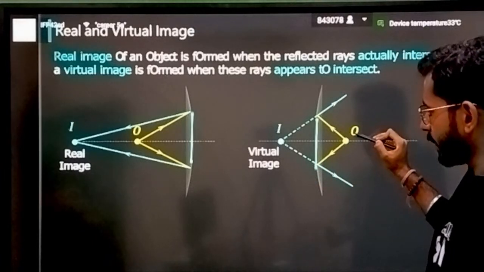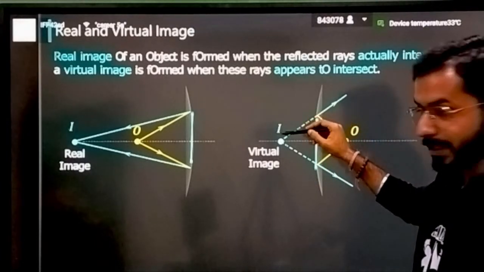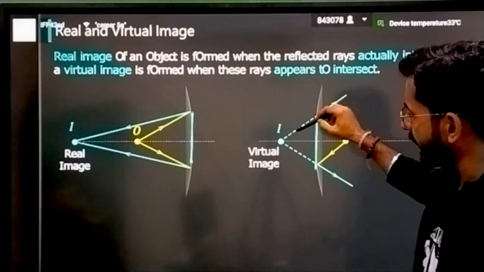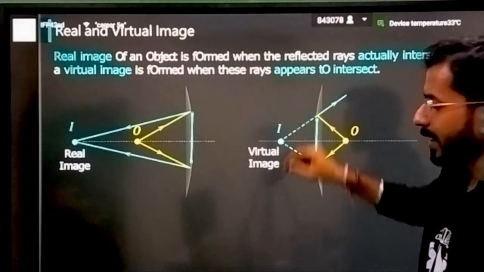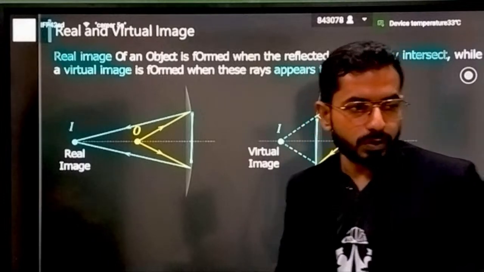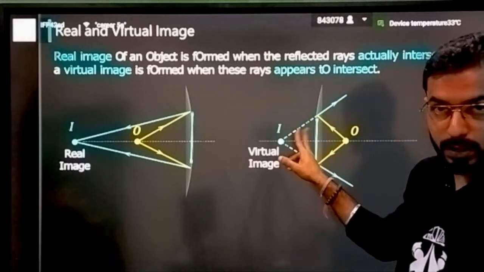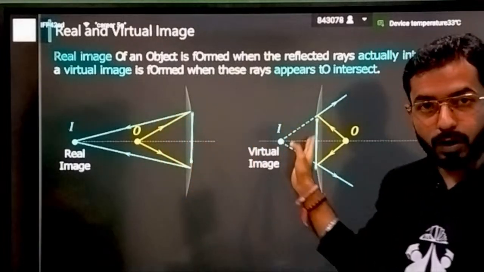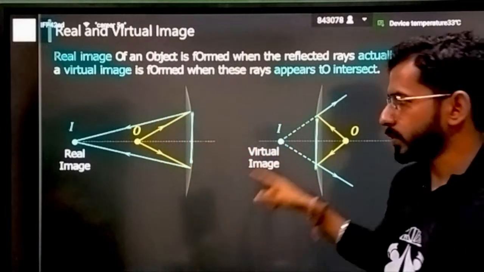Here it is a real object, but the image is forming on the other side. If the image is forming on the other side, that means the rays only appear to converge at a point, and that's why it is called a virtual image. I've already told you, if they are on opposite sides, that means there is some problem, and if the object is real, then the image will be virtual.